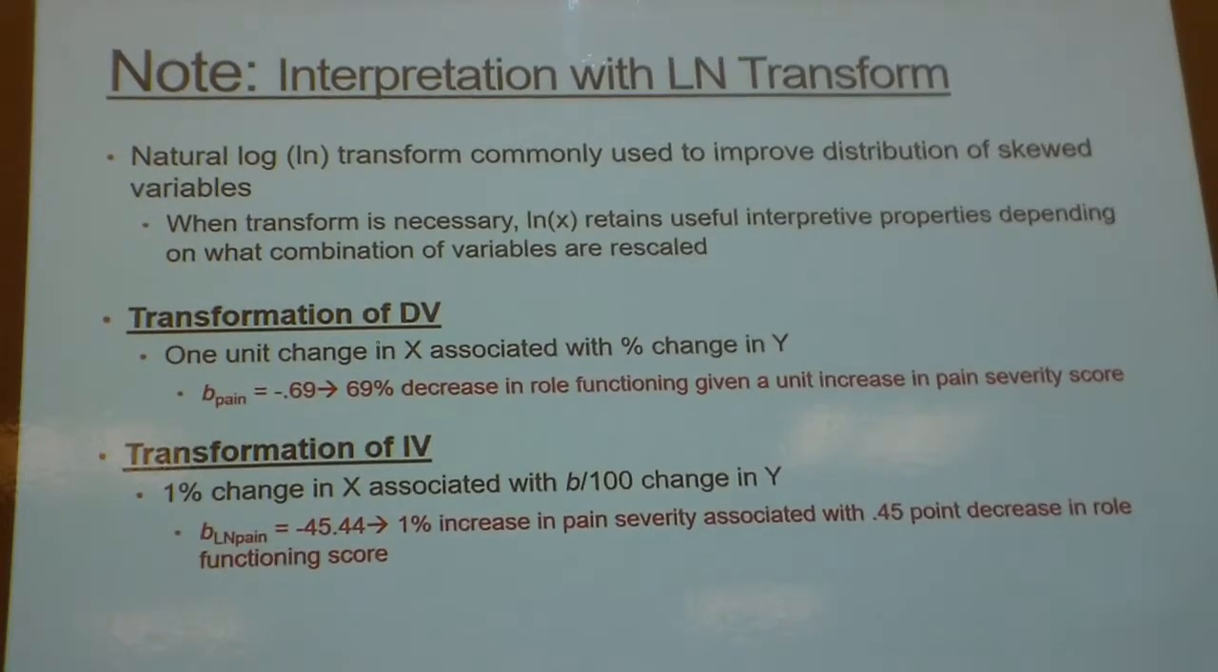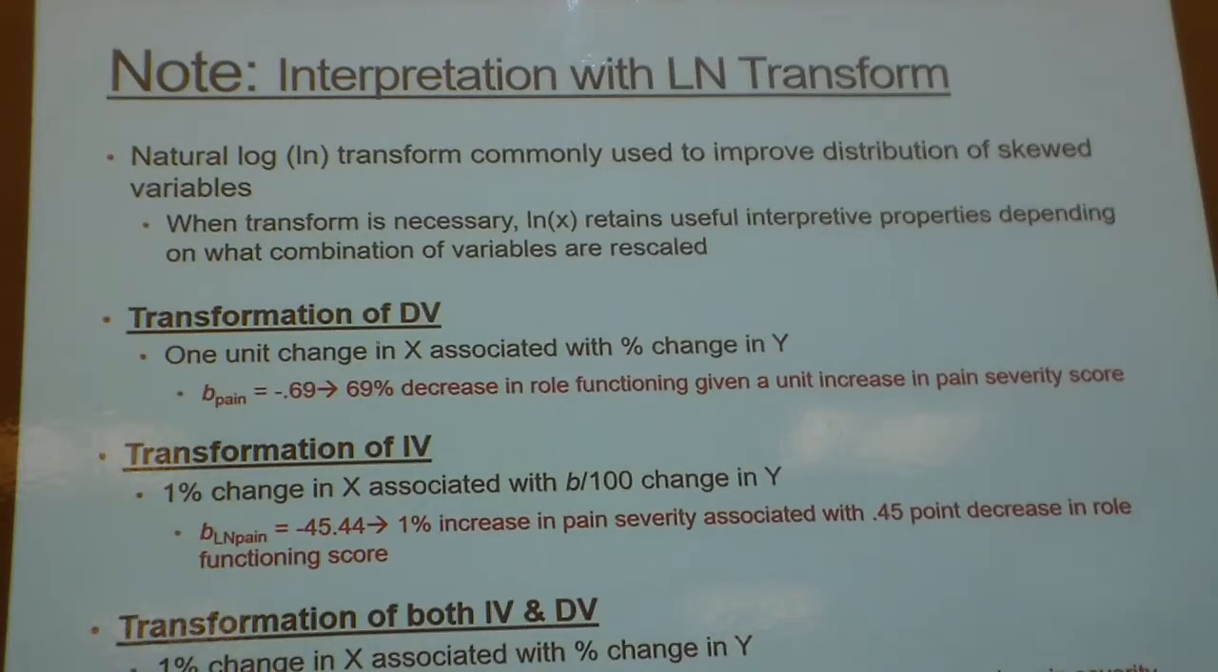On the other hand, if we have an independent variable, a predictor that we log transform, we're interpreting that coefficient as not a unit change in x, but a 1% increase or decrease in x corresponding to some change in outcome, right? So let's say that we transform, say, the natural log of pain, and we get a negative 0.45 coefficient. We would say 1% increase in pain severity associated with a 0.45 decrease in role functioning. Also useful, right? Helpful there.